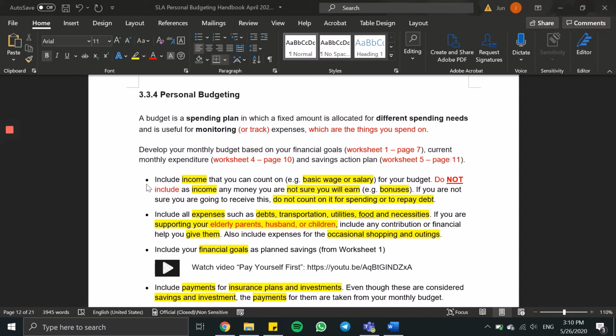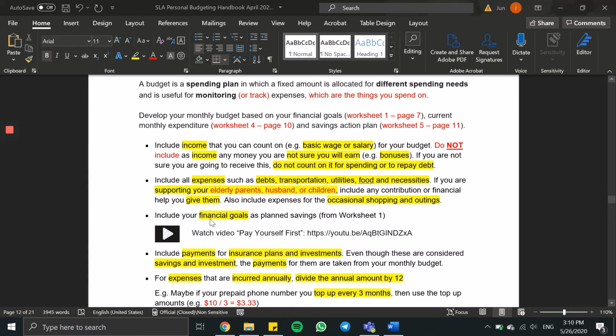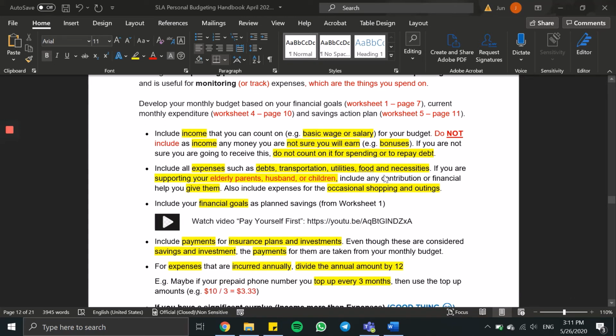So, include all income that you can count on, like your basic wage or salary that you receive from your employer. Do not include any income that you're not sure whether you'll receive or not, like bonuses, as it will affect your spending or repayment of debts. Include all the expenses like debts, transportation, utilities, food, necessities, and even the financial support that you give to your elderly parents, husband, or children, as well as the occasional shopping and outings and the financial goals that you have written in Worksheet 1.